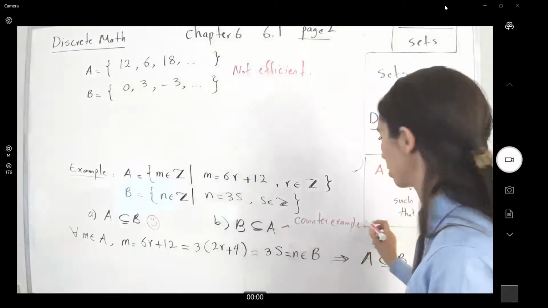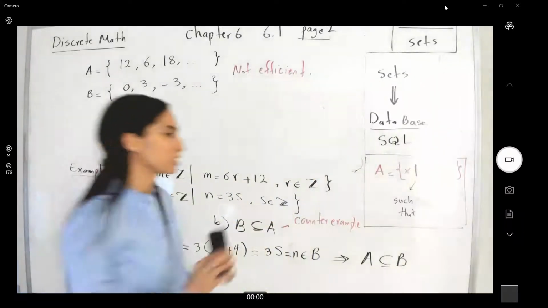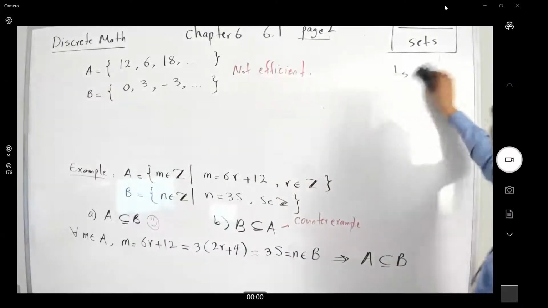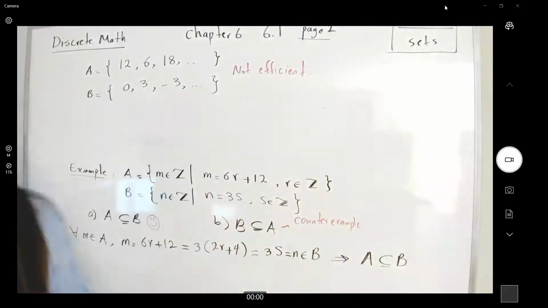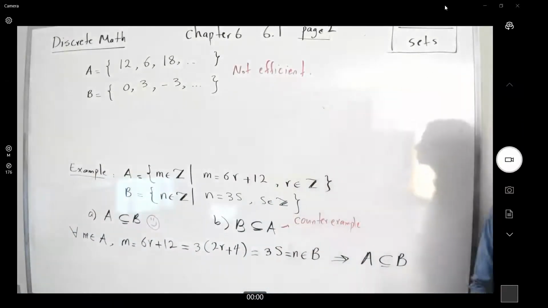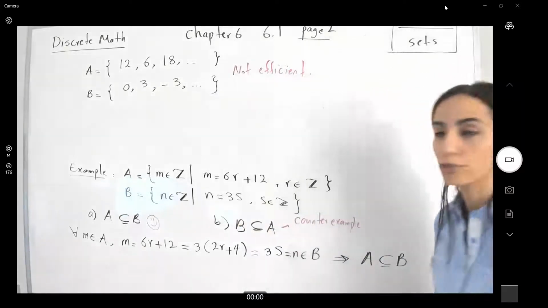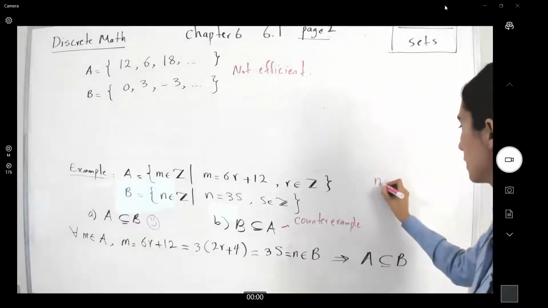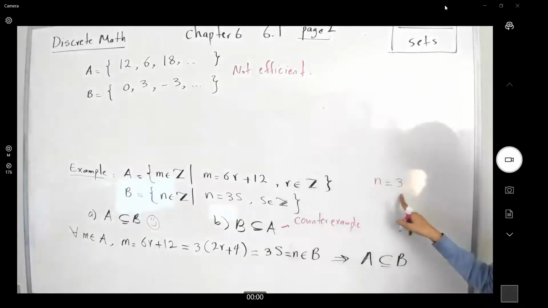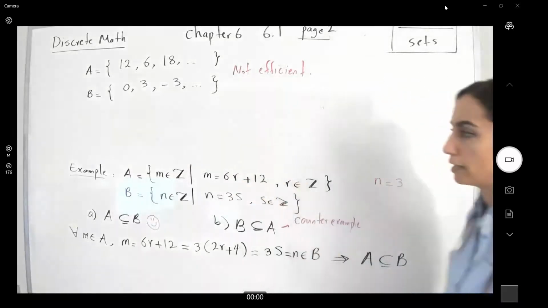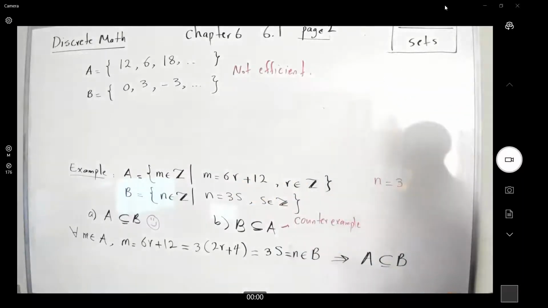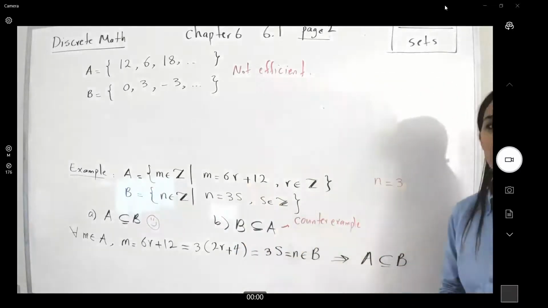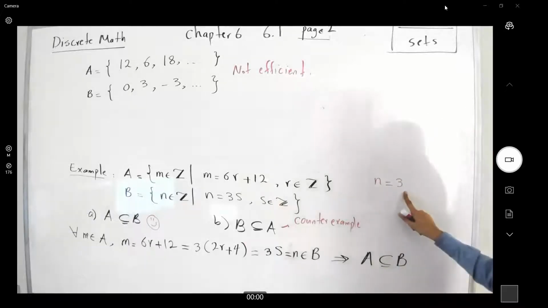Counter example. This is a general statement, and I would like to disprove this. Okay, what is your counter example? The counter example is using n, set it equal to 3. Let n be 3. If 3 is a member of A, then the counter example doesn't work. But if it's not a member of A, then you are done with your counter example. Take n to be 3.